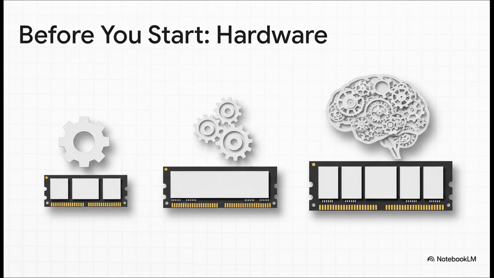If you want to run a 7B model smoothly, you're going to need at least 8 gigs of RAM. For a 13B model, you really want 16 gigs. And if you try to run anything bigger without enough RAM, it's just going to be painfully slow. Honestly, for most people just starting out with this, something like Gemma 3 12B is the perfect sweet spot.